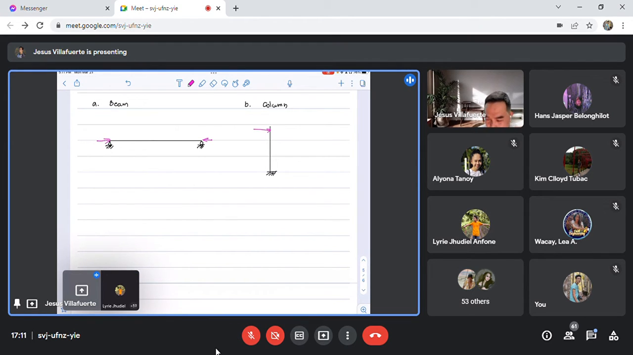So really the qualifying criteria for you to say that a particular member is a column or a beam is through its loading. If the loading is acting perpendicular to the axis of the member and it makes that member bend, then that is a beam. But if the load is applied along the axis of the member, then that is a column. Okay? So you have to understand that one.